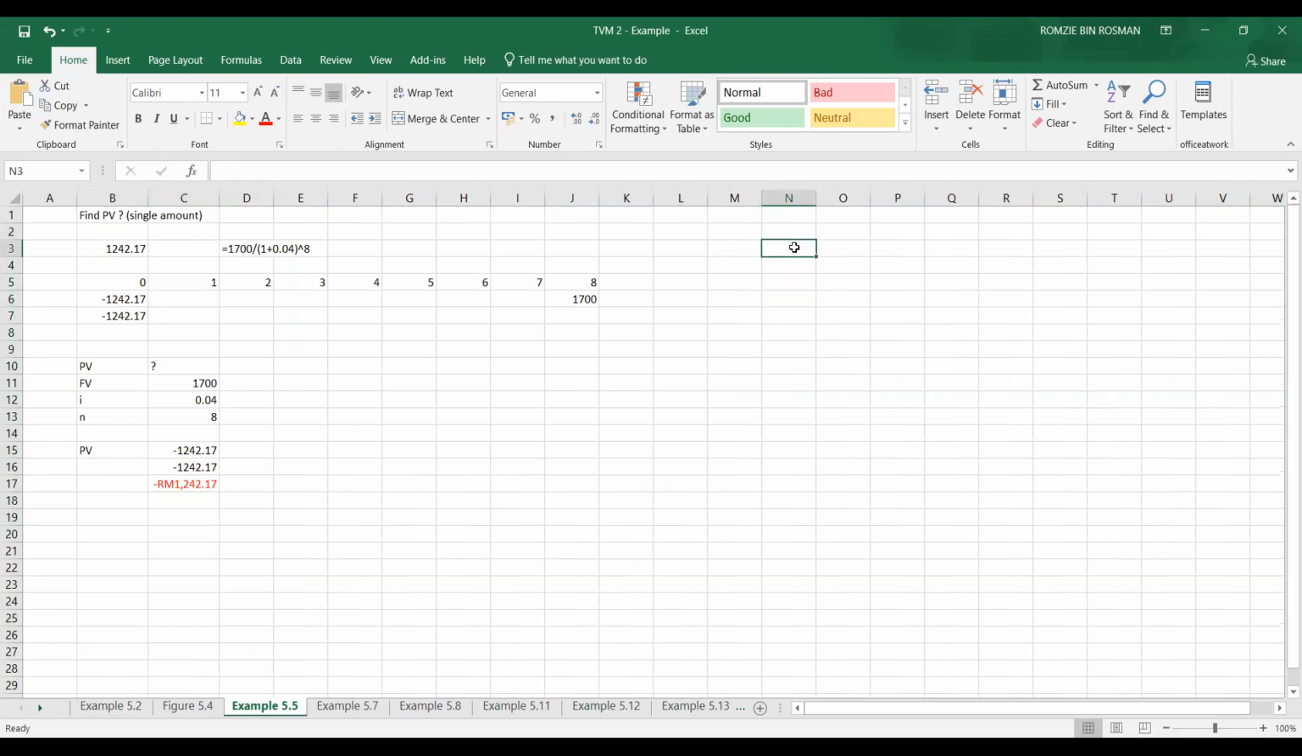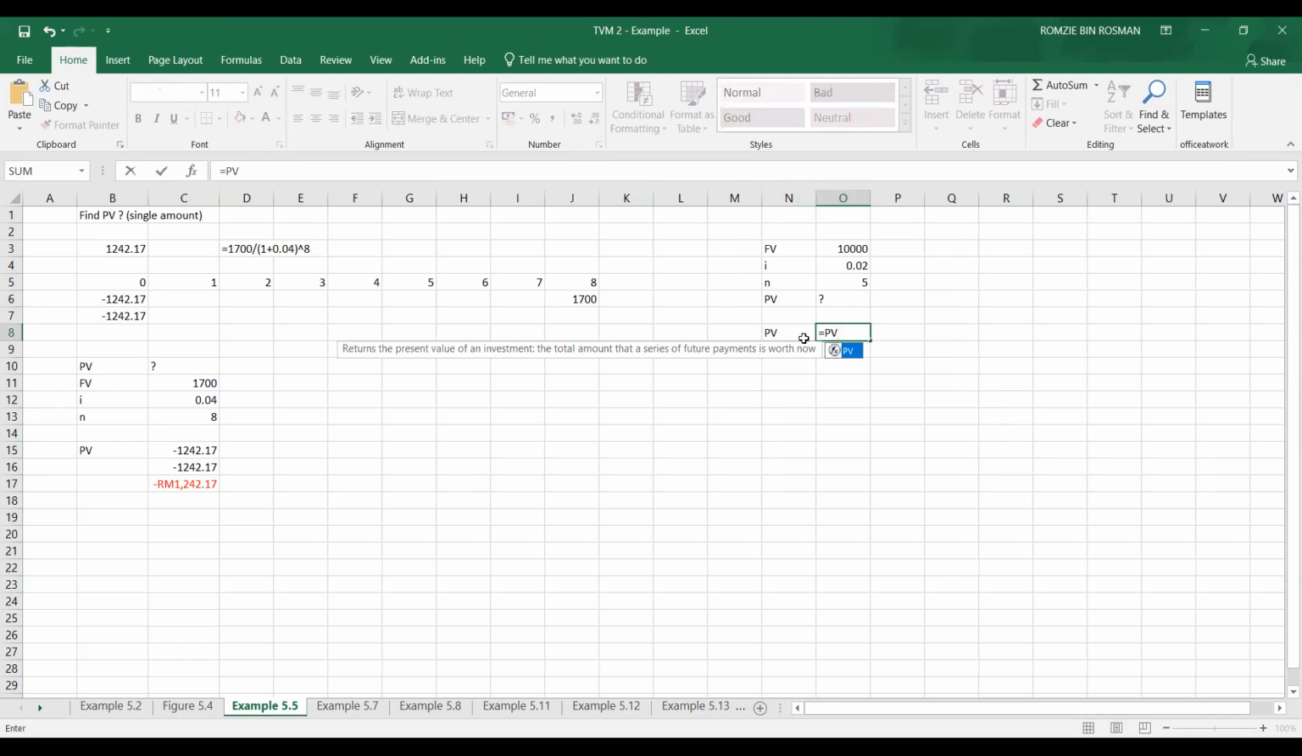Okay, this is an example, but it's okay. Your future value is 10,000. Your I is 0.02. Your N is 5. Now you want to find your present value. Present value you don't know. So what is your present value? Now you do PV. Try putting PV.